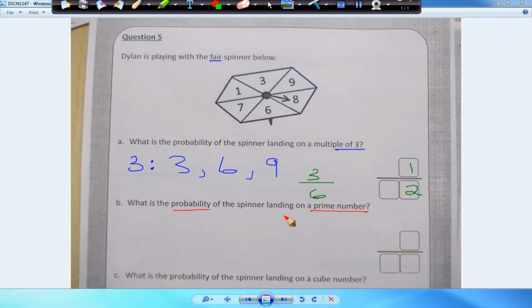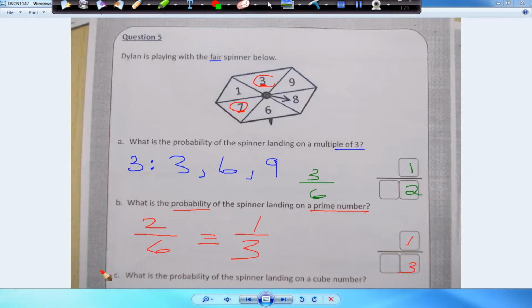Prime numbers are numbers like the number 3. Well done. So the prime numbers are numbers like 2. 2 is not here. 1 is not a prime number, by the way. Yeah, 3 is a prime number. What else here is a prime number? So how many prime numbers do we have here? 2. So that'll be 2 divided by 6, which can be simplified into 1/3 by dividing the top and bottom by 2. So 1/3 is the answer over here.